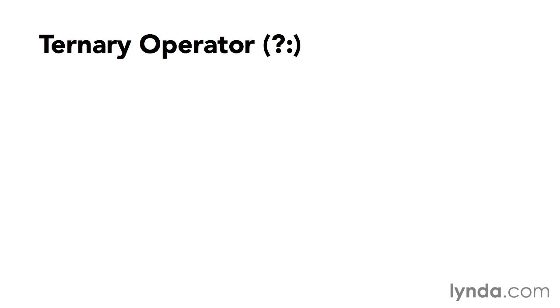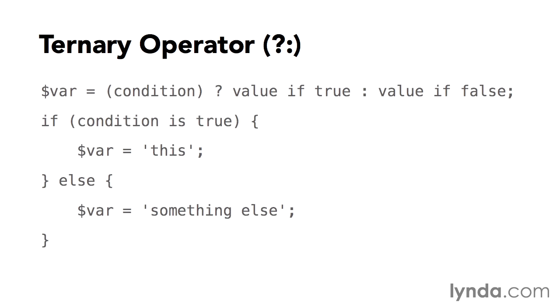The ternary operator is a shorthand structure that assigns different values to a variable depending on whether a condition is true or false. The ternary operator consists of a question mark and a colon. It gets its name because it's normally used with three values or expressions. The first of these is a condition that follows the assignment operator.